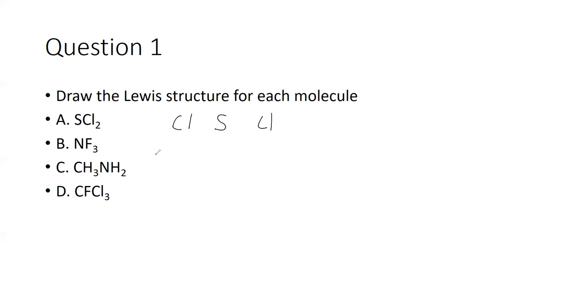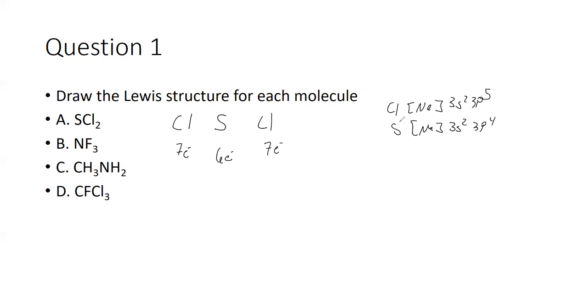Step two, determine how many valence electrons each molecule has. Each chlorine has 7 valence electrons, because chlorine is neon 3s2 3p5. Sulfur has 6 valence electrons, because sulfur is neon 3s2 3p4.